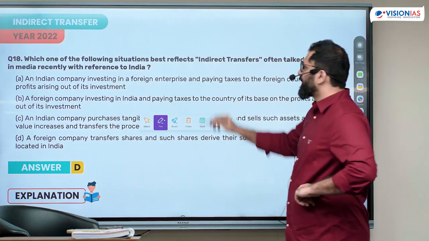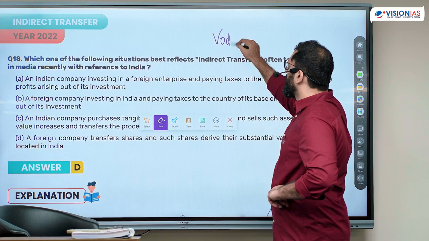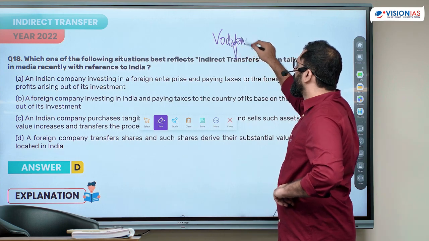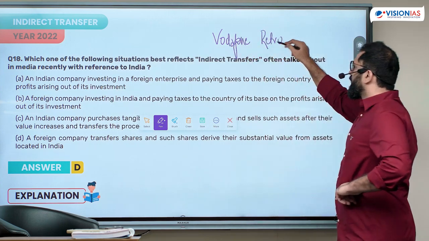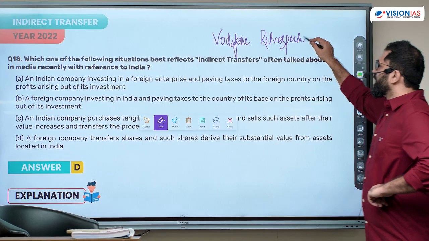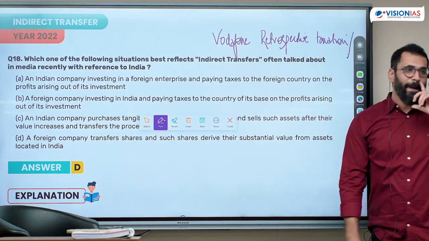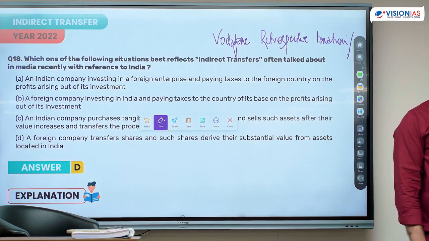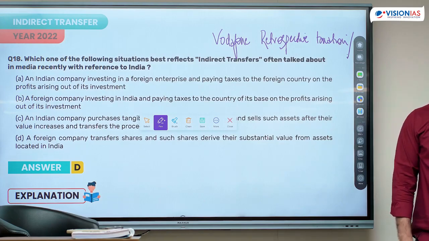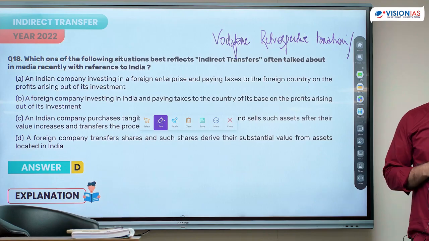2012 में ये पहली बार हुआ था. Pranab Mukherjee, the finance minister. Is this term more relevant? Vodafone retrospective taxation. What was the case? What was the case? Vodafone hedged. कैसे?